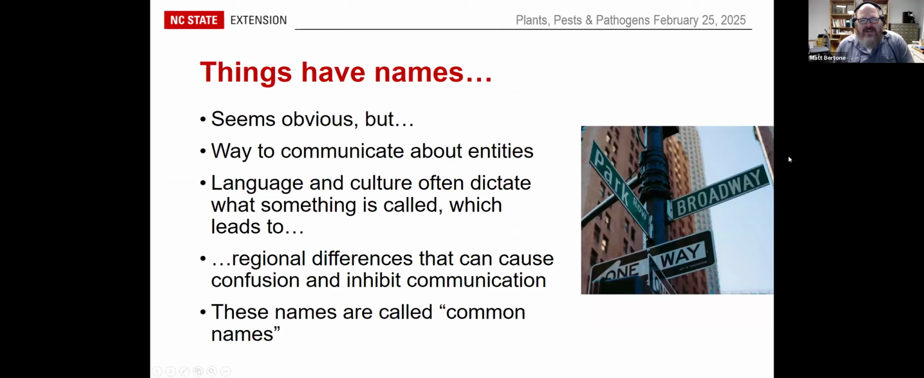Basically, things have names. I know this seems obvious, but it's a way to communicate about entities. The language and culture you're in often dictate what something is called, but unfortunately, that leads to regional differences that can cause confusion and inhibit communication. So if you say, I found a Lucianaga, and somebody says, oh, but no, that's a firefly, well, you're talking about the same thing. So we really have to coordinate these things.